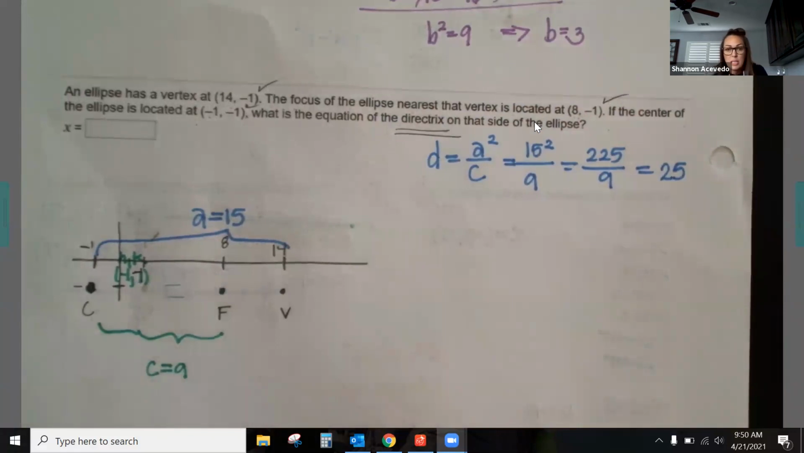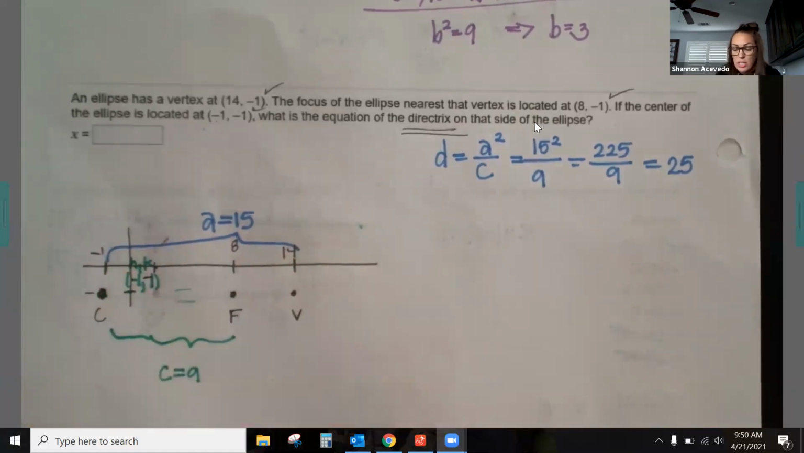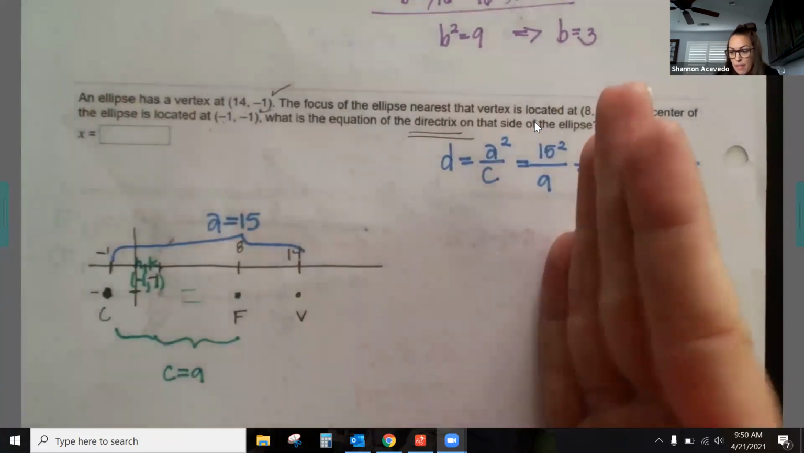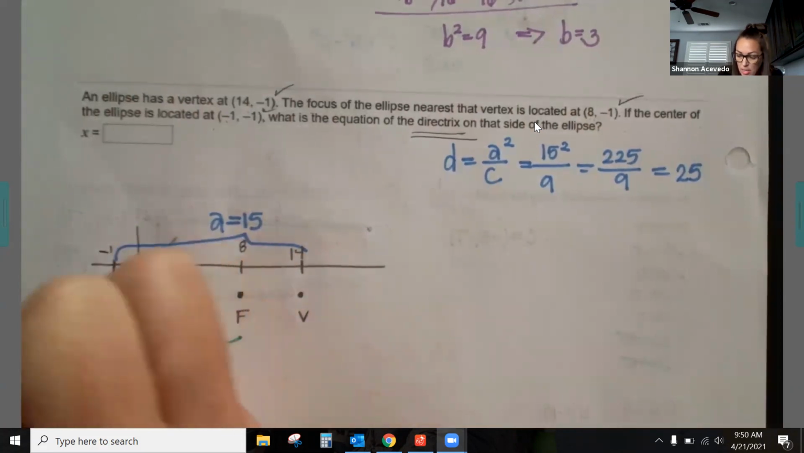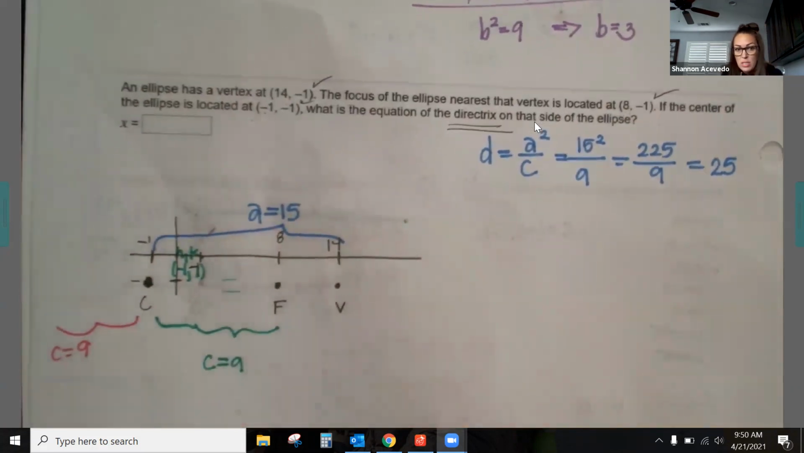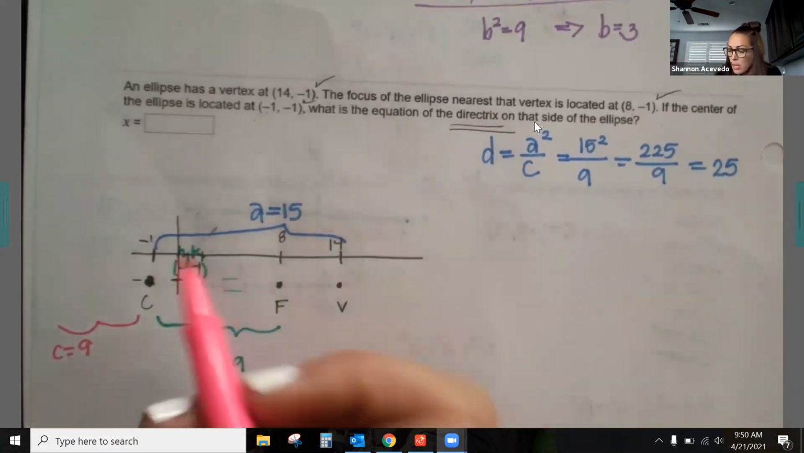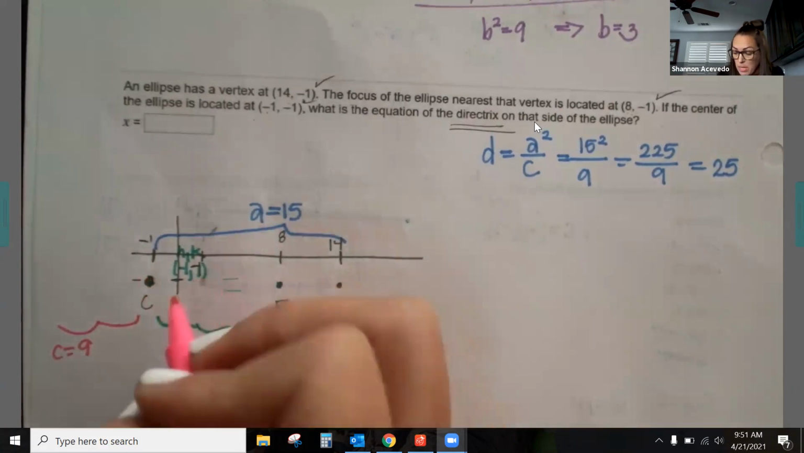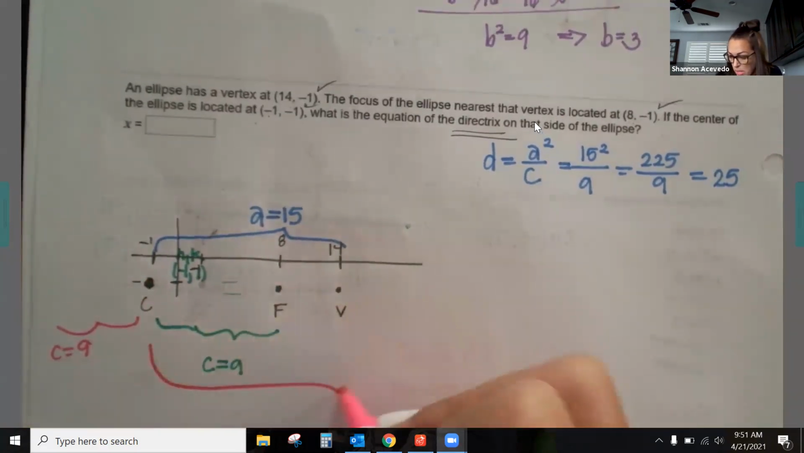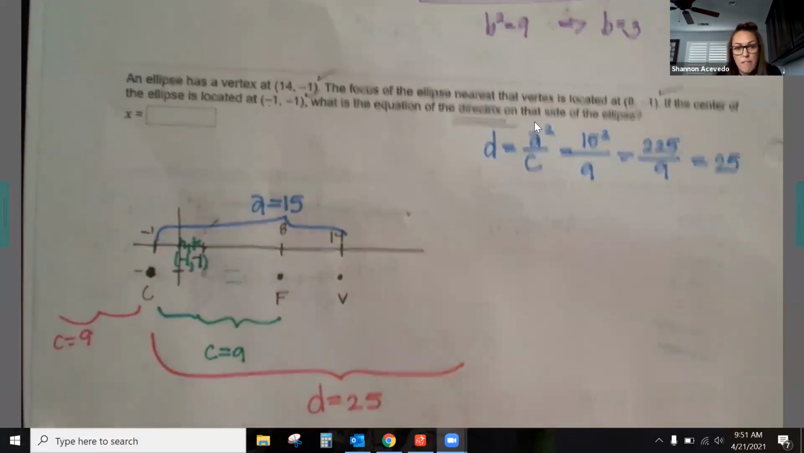So what this tells me is my directrix is going to be from my center, and it would be in both directions, just like these would be in both directions. We're only focusing on this half of the ellipse. So I would also have C that goes 9 in this direction, and my A that goes in this direction, but we're only focusing around the right side of the ellipse. So again, from my center, my directrix is going to be D away. In this case, that D value is 25.